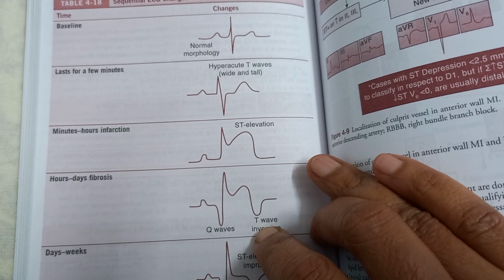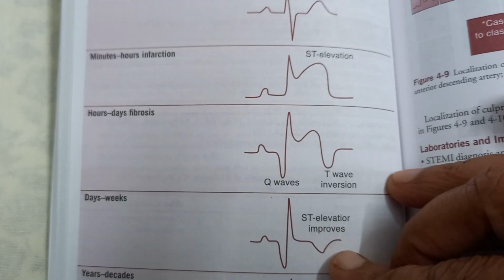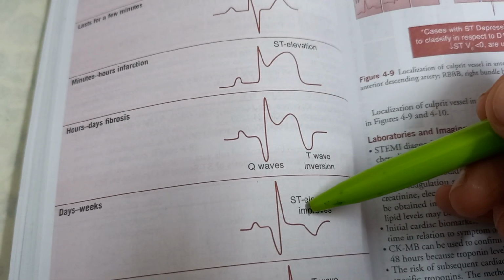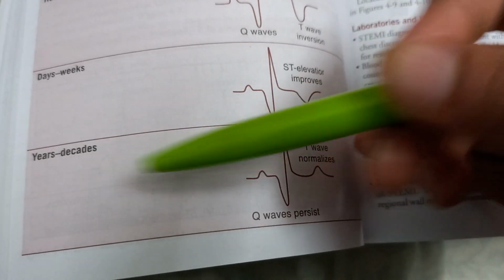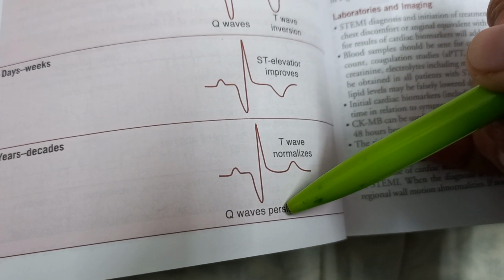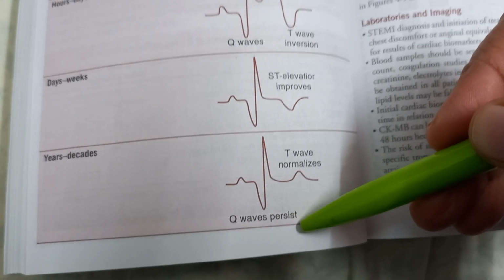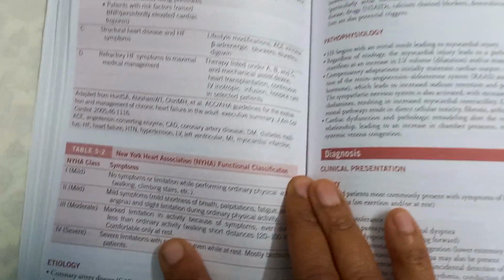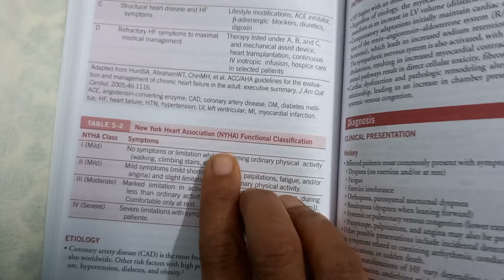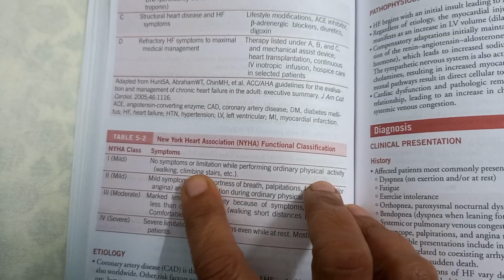T wave inversion. Days to weeks, the ST elevation improves. Okay, here you can see the ST elevation improves, but what is there? These Q and T waves are there, and years and decades later also the Q wave persists. Interesting, right? And the T wave normalizes. So the only clue for you after years or decades will be the Q wave, isn't it? Interesting. Something we learned by reading this book. There are a lot of flowcharts. New York Heart Association, NYHA functional classification, this you know, no? Breathlessness on doing some activity.